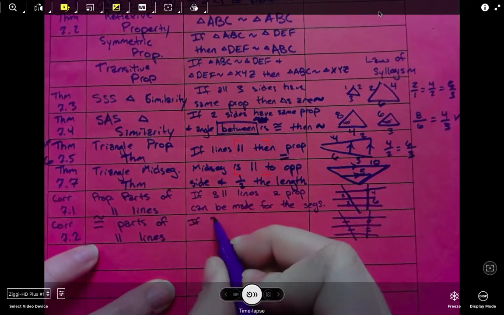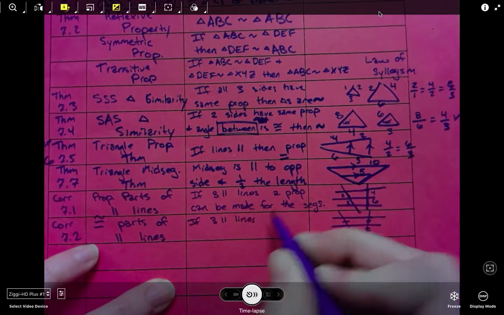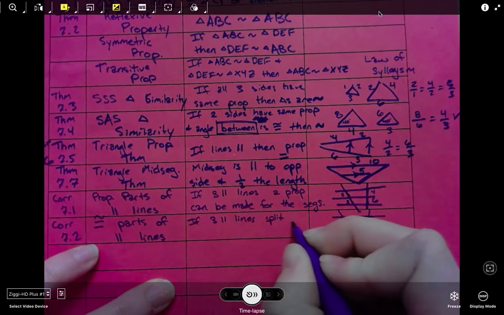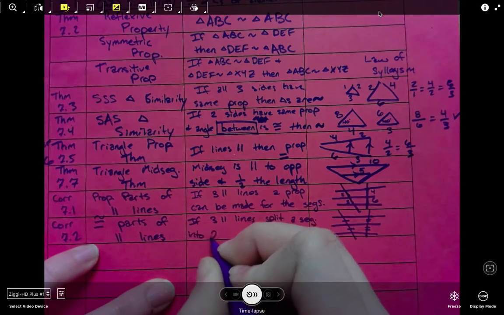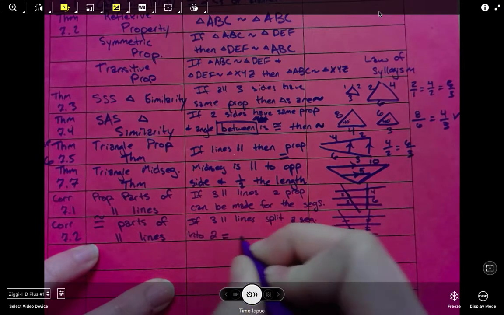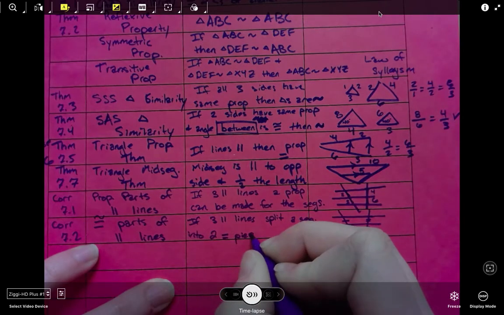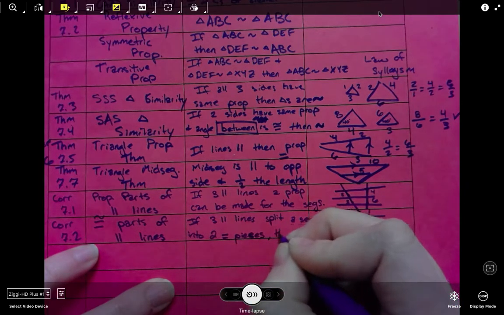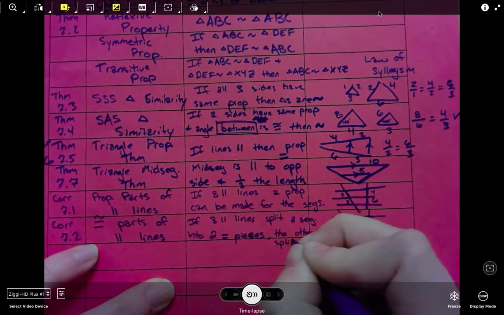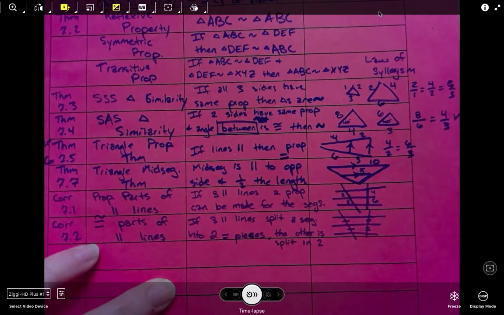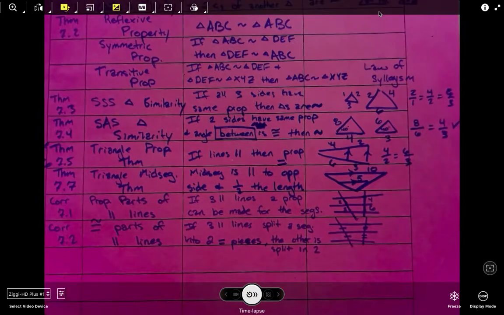So if three parallel lines split a segment into two equal pieces, the other is split in two. Okay, if three parallel lines split a segment into two equal pieces, then the other segment is split into two equal pieces. Okay, that's what corollary 7.2 says.